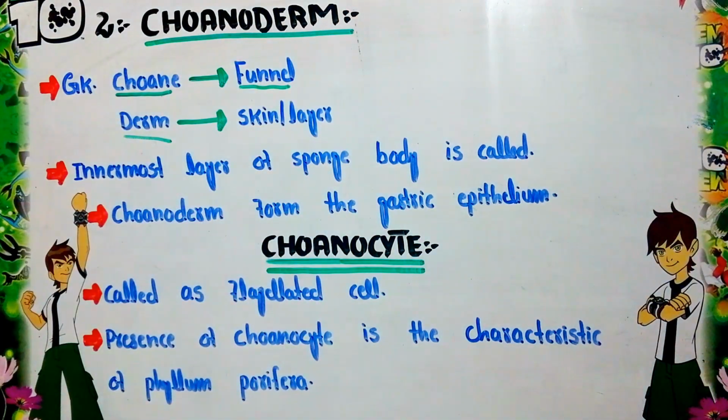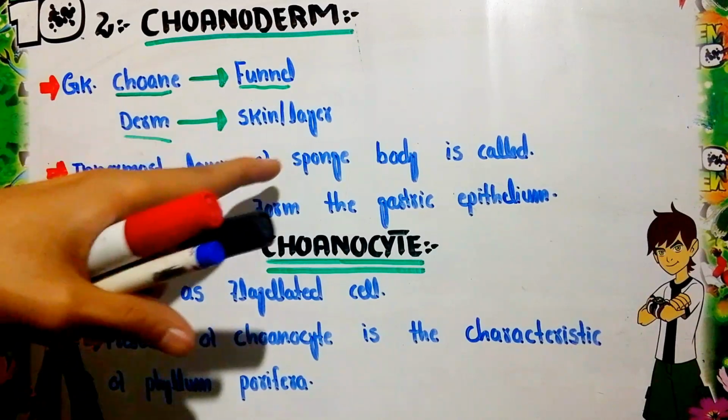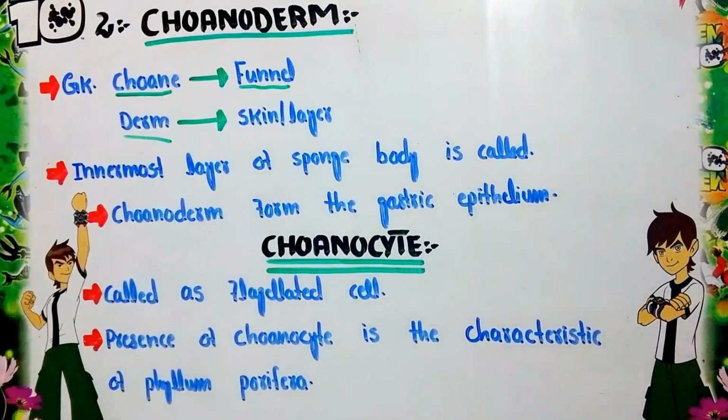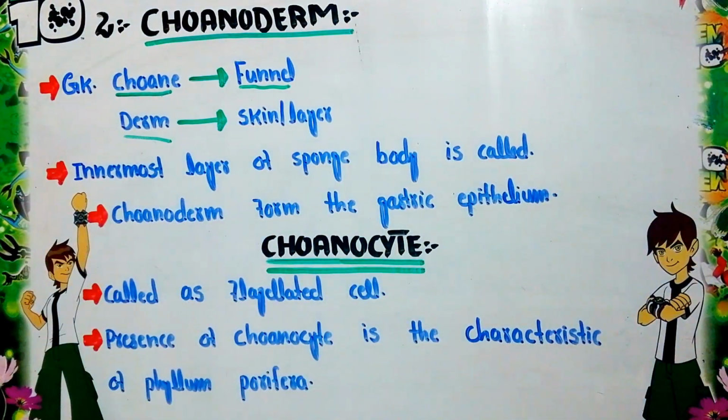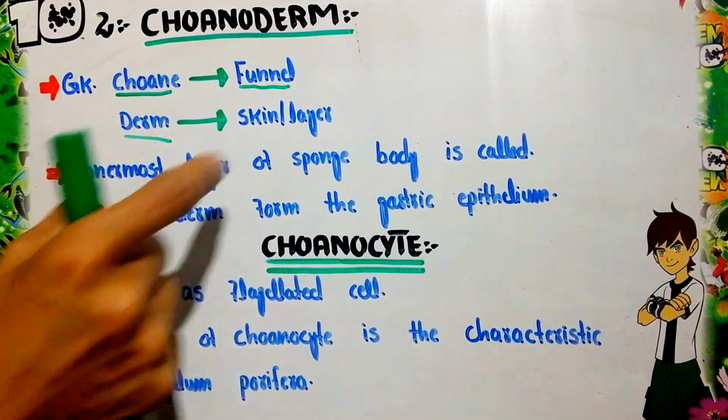Now, how do we define the choanoderm? It is the innermost layer of the sponge body. This choanoderm is derived from the gastric epithelium. Here in the choanoderm the choanocyte cell is present, which is mainly responsible for the digestion of food. So partial digestion occurs in the choanocyte cell, while the remaining digestion occurs in the spongocoel cavity of the sponge body. So it mainly comes from the gastric epithelium.